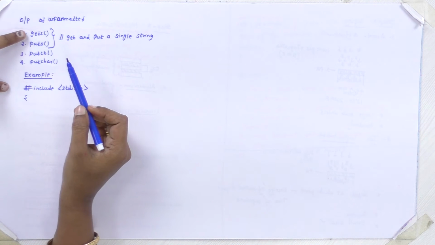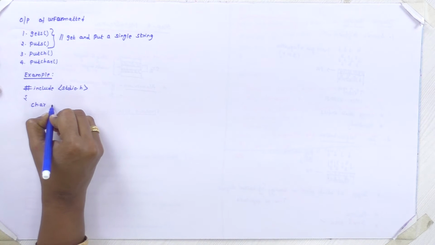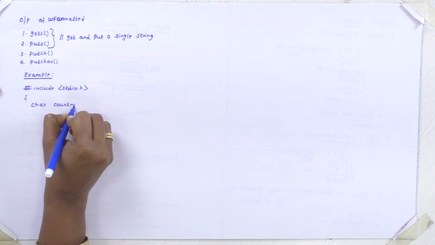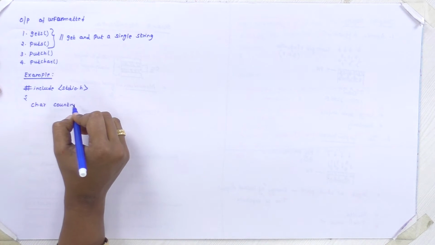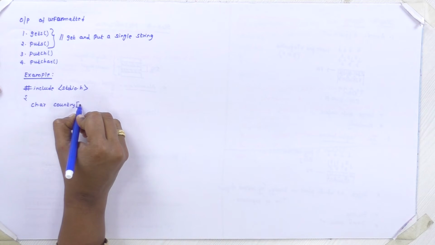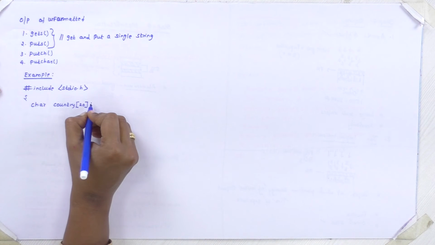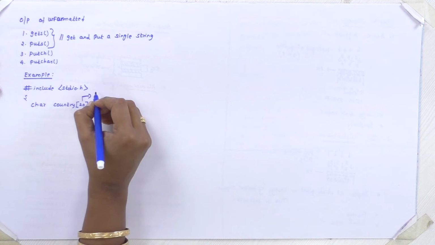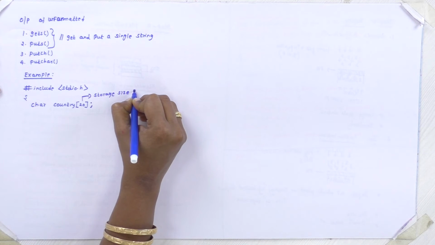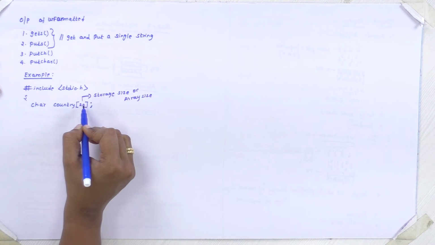For using gets and puts, you have to declare a character variable as char. If I am going to get a country name, I am going to declare a variable as country. In this case, you have to declare it with the storage value. For example, I am giving 20, which means it will store 20 characters of data. This refers to the storage size, the array size. So the size of the variable is mentioned here.